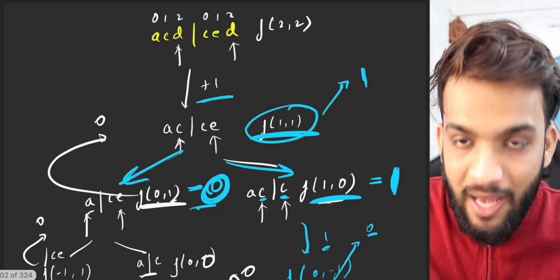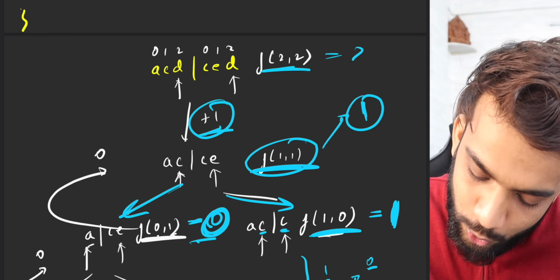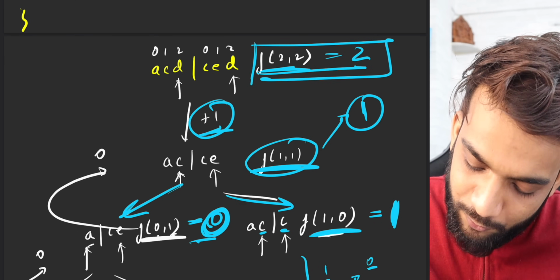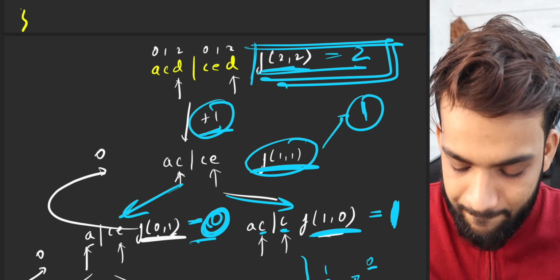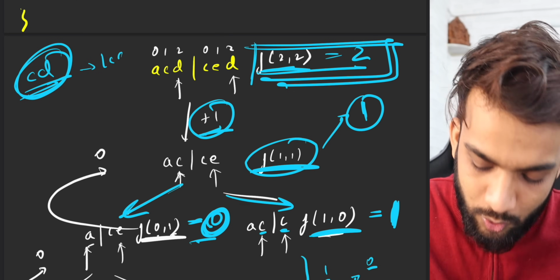Over here we had a +1. So +1 and +1, f of 2, 2 gives you 2, which is the answer. And eventually CD is the string, which is the longest common subsequence. So you got the answer.